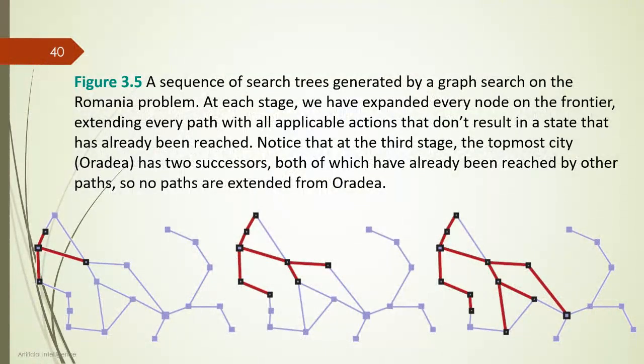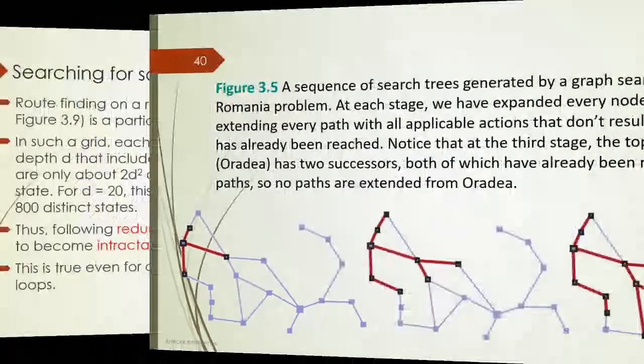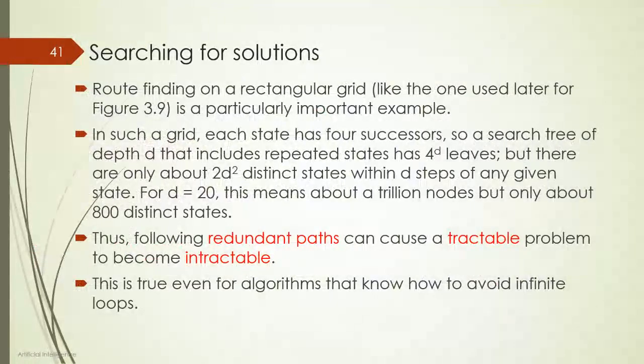And same thing as I said, we are expanding this. This is the map, and in the tree build-up, what we do, we go through these nodes and branches to figure out how to have the tree for the search. Okay. Root finding on a rectangular grid, like used in the next, is a particularly important example.